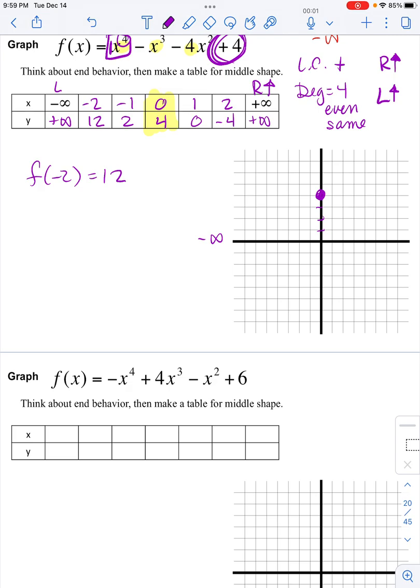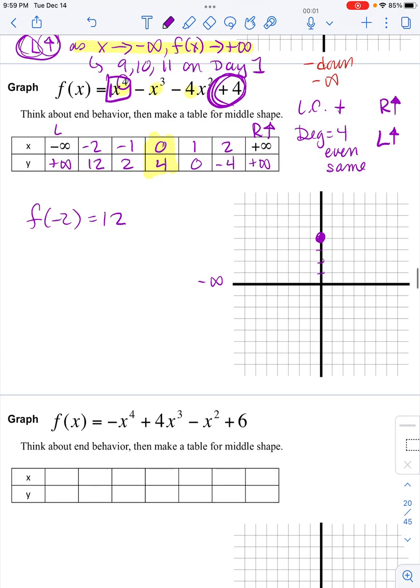Okay, I'm going to plot my points. -2, 12 is like super duper off my chart, so thanks, guys. -2 up 1, 2, 3, 4, 5, 6, 7, 8, 9, 10, 11, 12 up here somewhere. -1, 2, 0, 4, 1, 0, 2, -1, 2, 3, 4. And that's what I know.